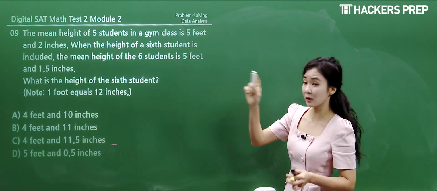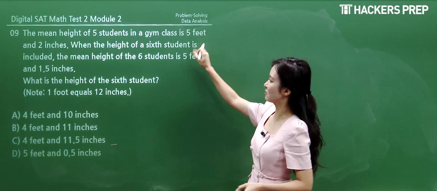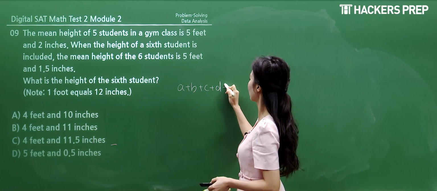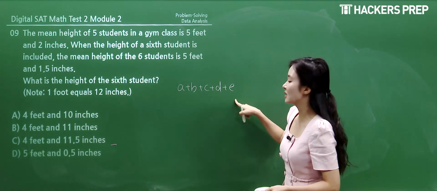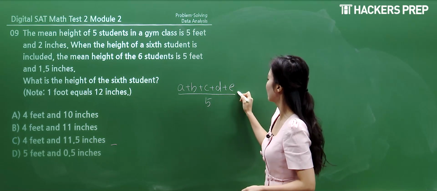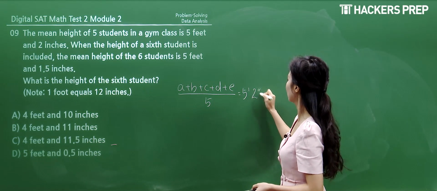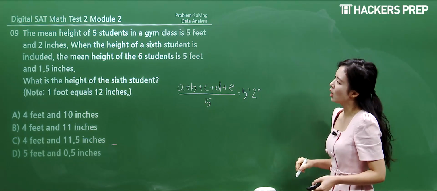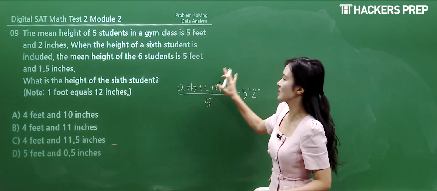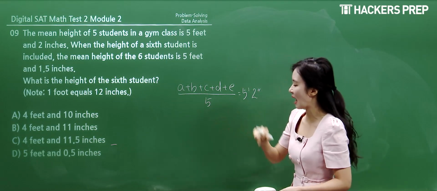Okay, so first let's take it step by step. The question is saying the mean height of 5 students in this gym class is 5 feet and 2 inches. So we have, for example, a certain number, right? The sum of the heights of all 5 students divided by 5 is going to be 5 feet and 2 inches. Now, when the height of the 6th student is included, the mean of that is going to be a little different, which is 5 feet and 1.5 inches.